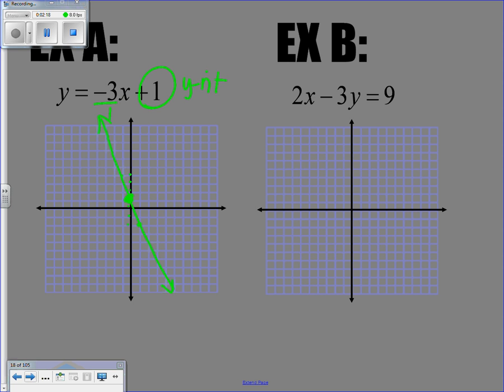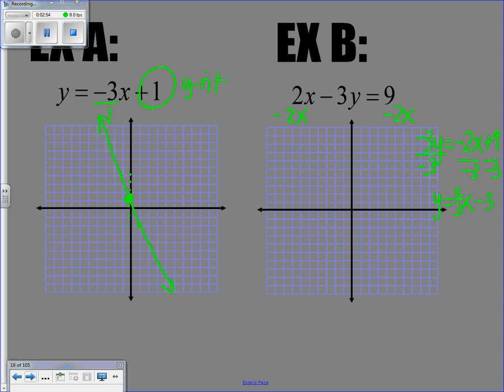Now that's a little trickier to figure out because it is not in y-intercept form. So I would like to do that. So I want to get y by itself so it looks like slope-intercept form. So the first thing I'm going to do is subtract 2x from each side. So careful with your negatives. That leaves me with negative 3y is equal to negative 2x plus 9. Now to get y by itself, I'll divide each side by negative 3, and I'm going to divide all 3 parts by negative 3. So that's going to give me y equals 2/3 x minus 3.